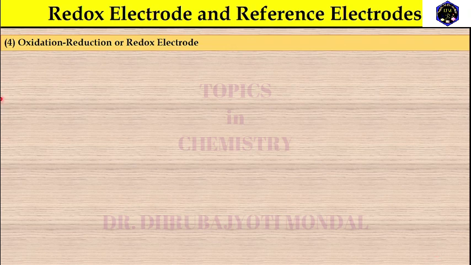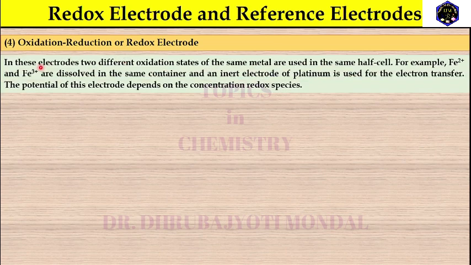Next, number 4 electrode, that is called oxidation reduction electrode or redox electrode. In this electrode, two different oxidation states of the same metal are used in the same half cell. For example, Fe2 plus and Fe3 plus are dissolved in the same container and an inert electrode of platinum is used for electron transfer. Here Fe2 plus is one oxidation state and Fe3 plus is the other oxidation state, so both are redox species. The electrode potential depends upon the concentration of the redox species.